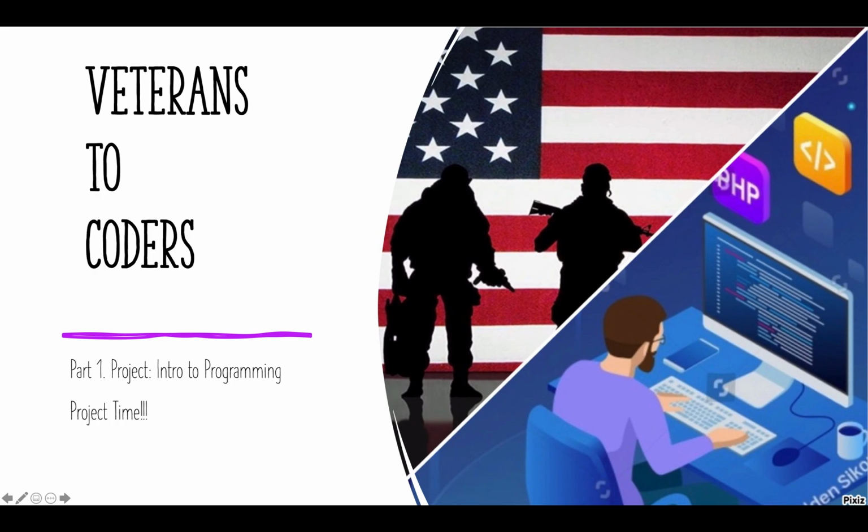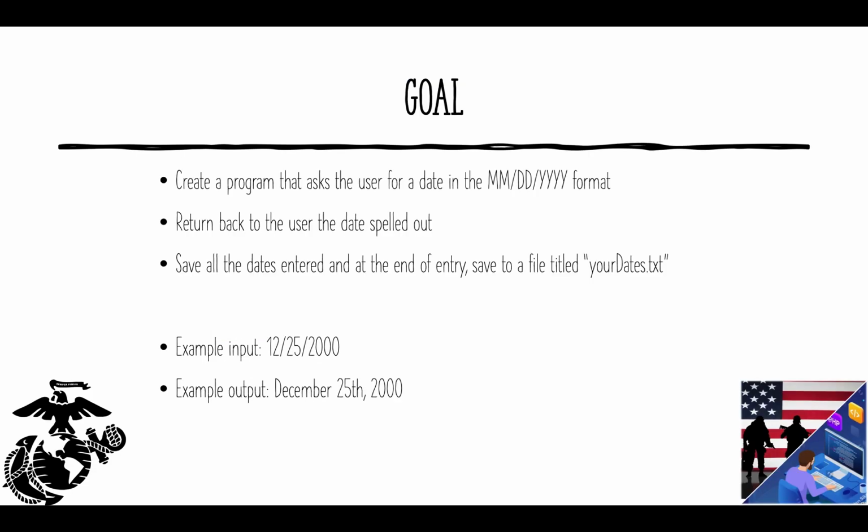Alright everyone, now we're getting into the project. So our project for this is going to be about dates. The idea is that the user inputs something like this, which is a string, and it's going to be two numbers followed by a backslash, followed by two numbers, followed by a backslash, followed by four numbers. So that would be the month, month, day, day, year, year, year, year format. And it needs to be separated by a backslash.